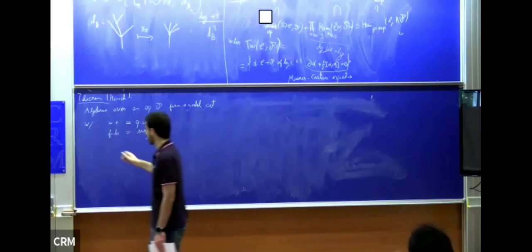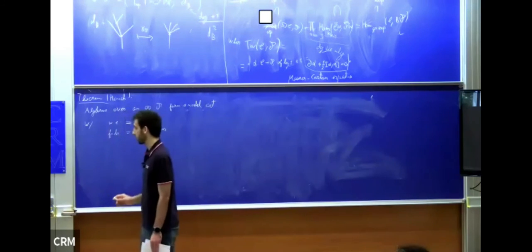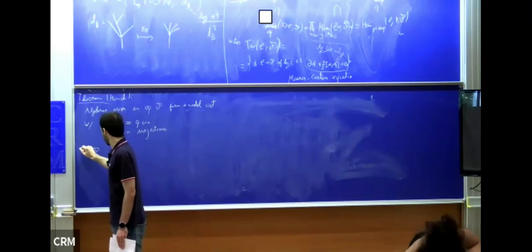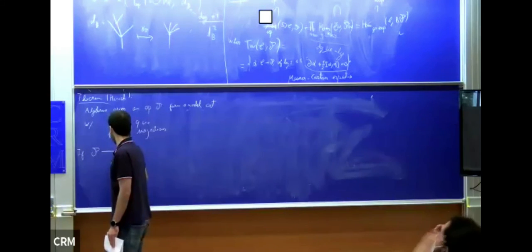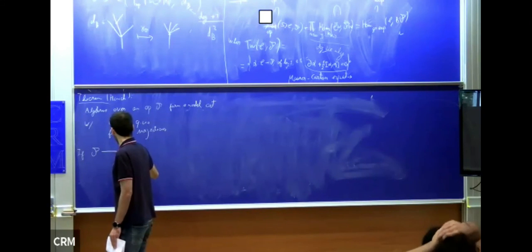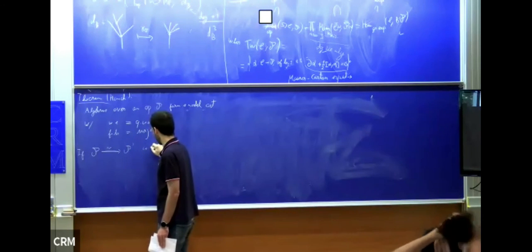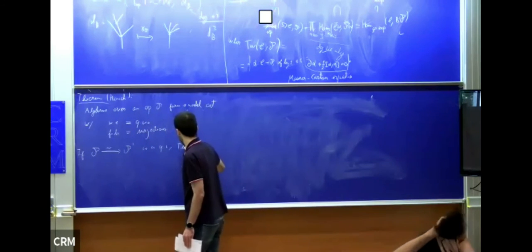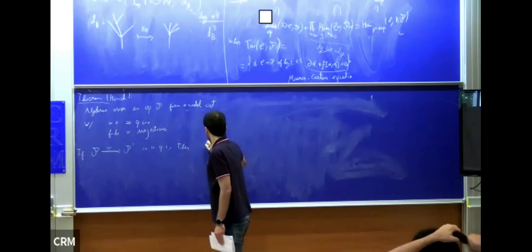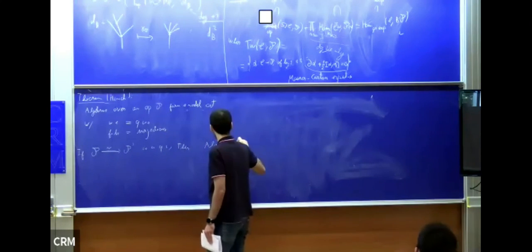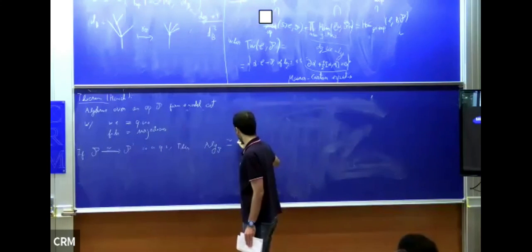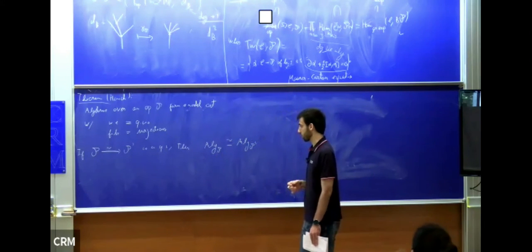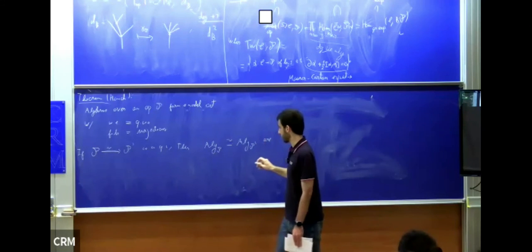And furthermore, these two theorems are compatible in the sense that if you have two operads that are weakly equivalent, so if P to P prime is a quasi-isomorphism, then algebras over P and algebras over P prime are also weakly equivalent, Quillen equivalent.